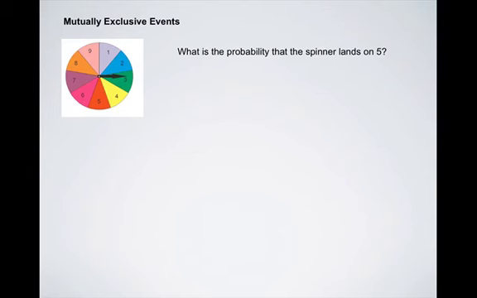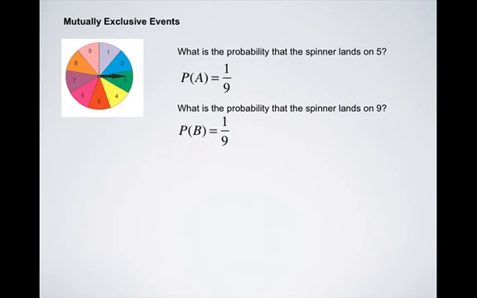So now I want to consider mutually exclusive events. If we've got a 9-section spinner and we ask the question, what is the probability that the spinner lands on 5? Well, the probability of that is 1/9, because there is one favorable outcome and 9 possible outcomes. What is the probability that the spinner lands on 9? Well, again, the probability of that will be 1/9 as well.